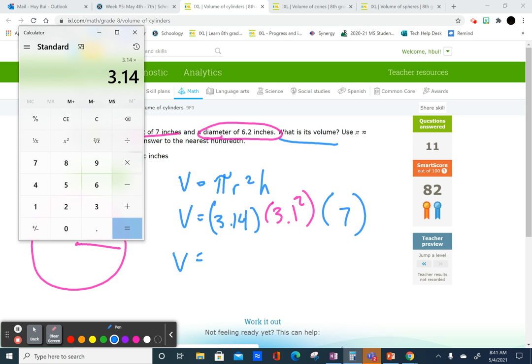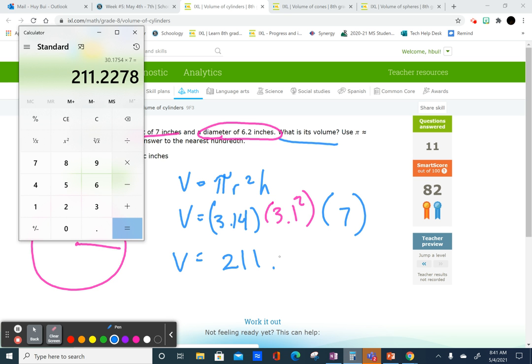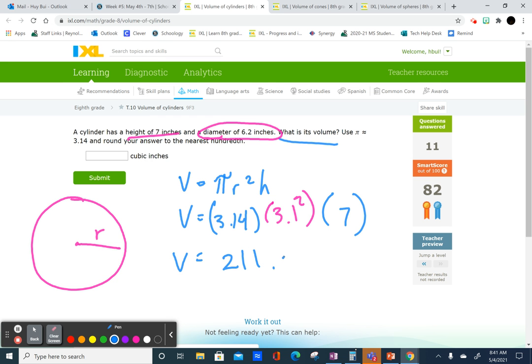3.14 times 3.1, use the square button there, and then times 7. Oosh, wow, 211 point, what was it? 2278? 2278.